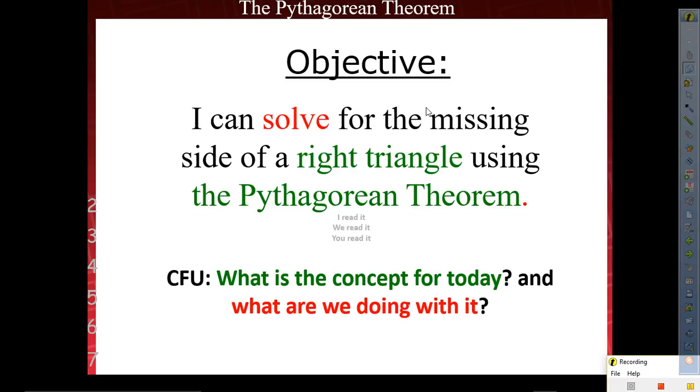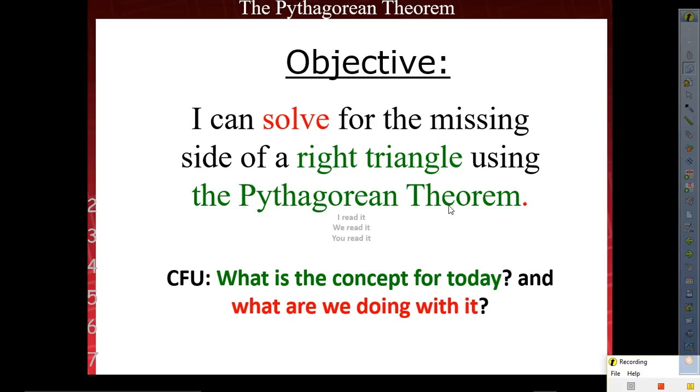All right, our objective for today: I can solve for the missing side of a right triangle using the Pythagorean Theorem. Let's read together. 1, 2, 3. I can solve for the missing side of the right triangle using the Pythagorean Theorem. So today we're continuing on, and if you notice, we're no longer in quadratic equations, but this is something to the side of that, a little side step to it.